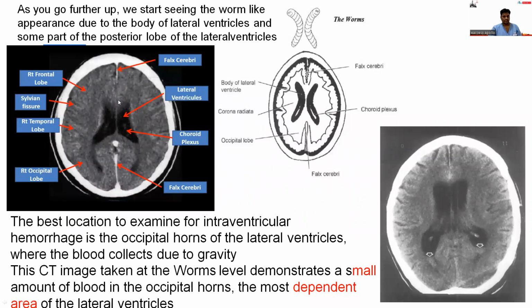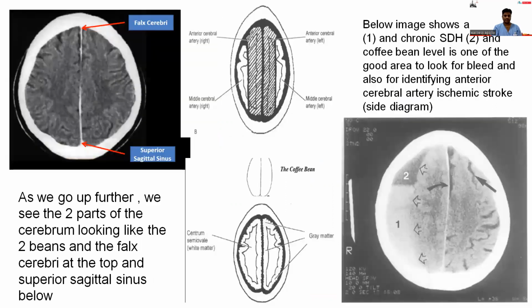As we go further, we see the body of the lateral ventricles and the posterior horns of the lateral ventricles forming the shape of a worm. Occipital horns of the lateral ventricles are the most dependent areas here. All the blood present in the intraventricular region will accumulate here because these are the most dependent areas, and this is the best area for looking for intraventricular hemorrhage.